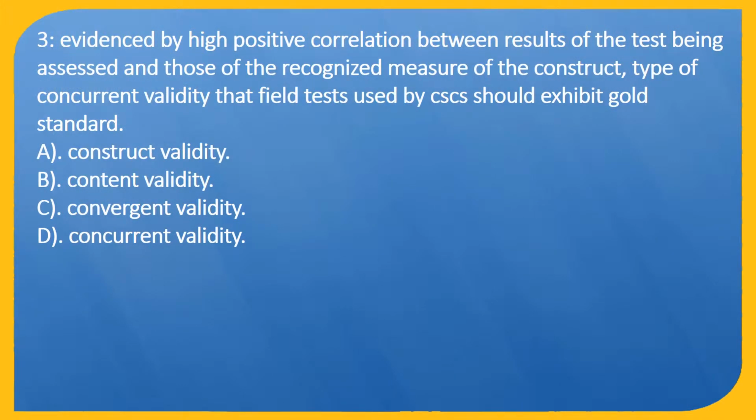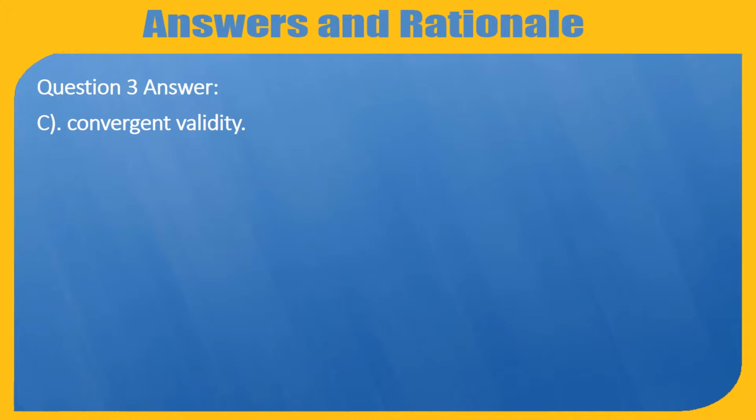Question 3: Evidenced by high positive correlation between results of the test being assessed and those of the recognized measure of the construct, a type of concurrent validity that field tests used by CSCS should exhibit, the gold standard. A. Construct validity. B. Content validity. C. Convergent validity. D. Concurrent validity. Question 3 answer, C. Convergent validity.